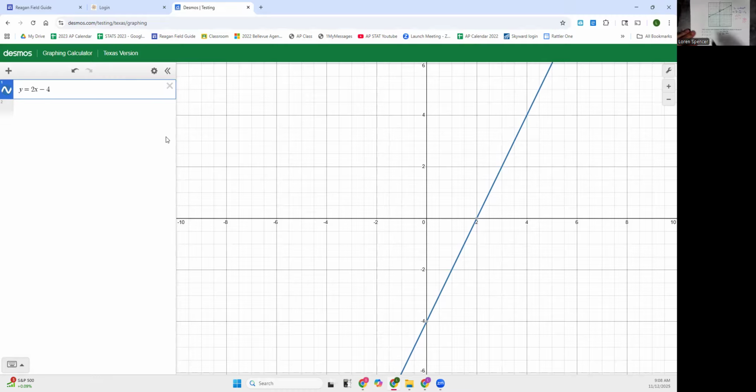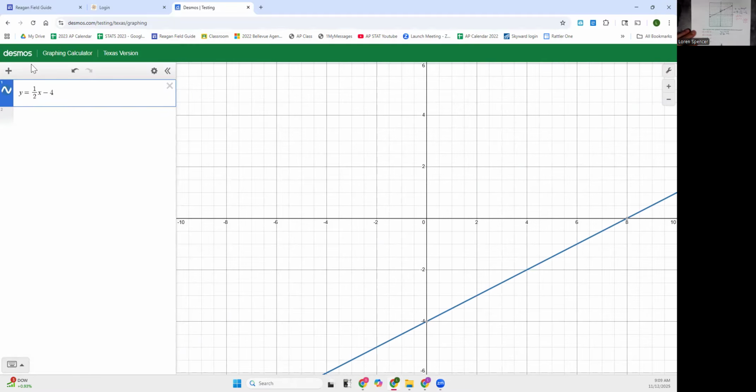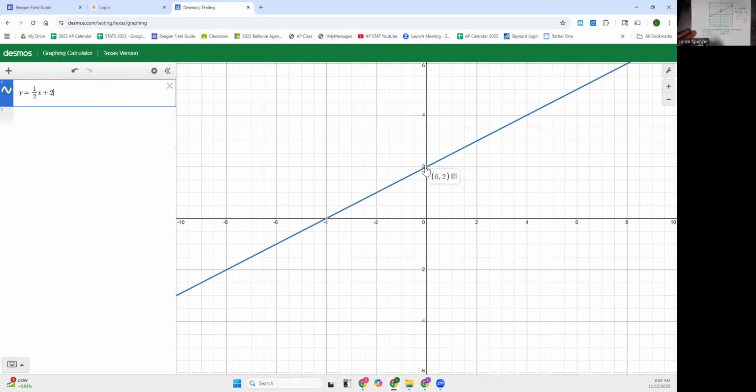Then I have y equals 1/2 x minus 4. And once again, crossing at the wrong spot, so it can't be that one. And then finally, we have y equals 1/2 x plus 2. And we're crossing at -4, and we're crossing at 2. That's the one that's our answer. Answer choice to 13 is D. Okay.